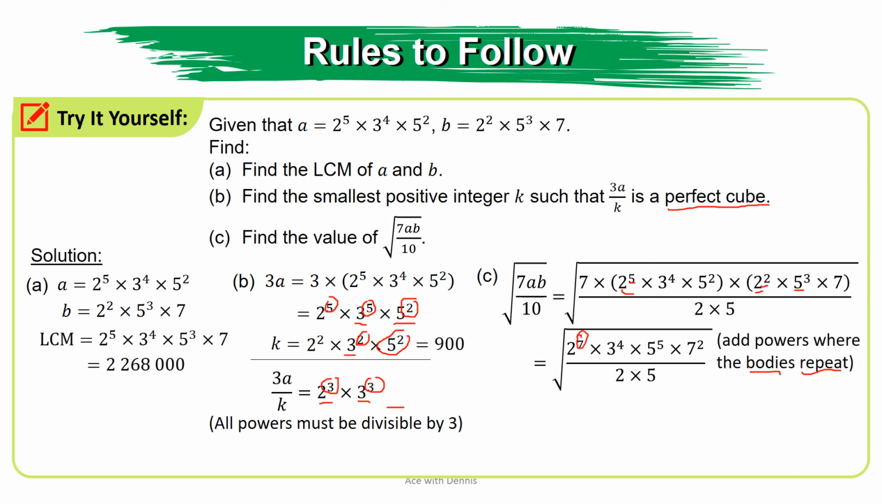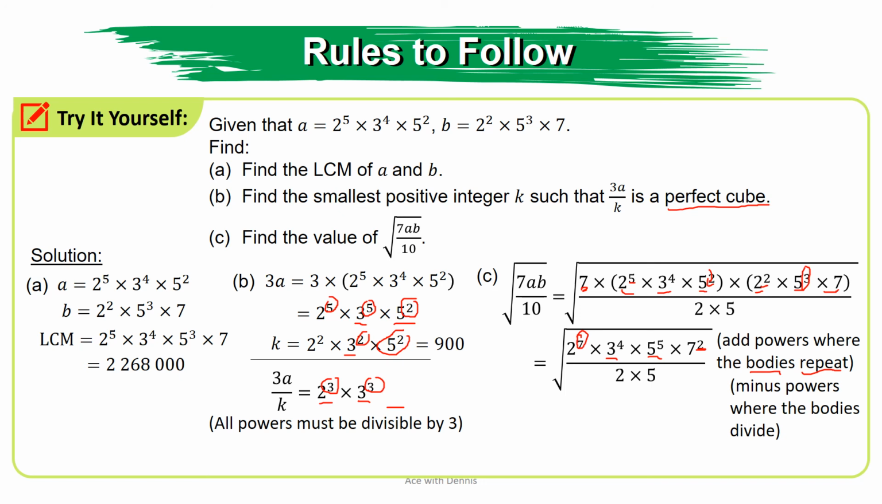Then the 3 to the power 4, there's only one base here, no repetition for the 3. We just copy down 3 to the power 4. For 5, here we have 5 squared times 5 cubed. So 2 plus 3, we get 5 to the power 5. For 7, here's one 7 and here's another 7. Both are power 1, so 1 plus 1 equals 2. So 7 squared. Then over 2 times 5, just copy down.